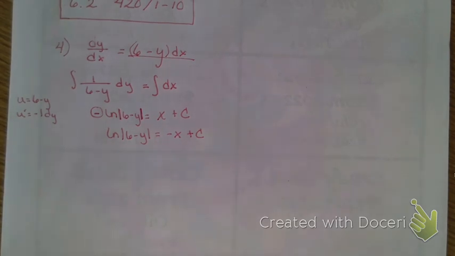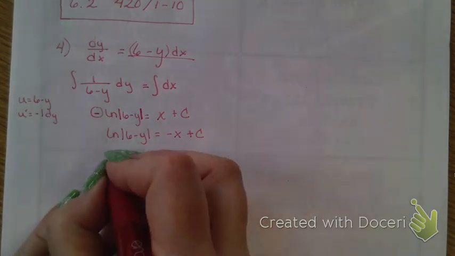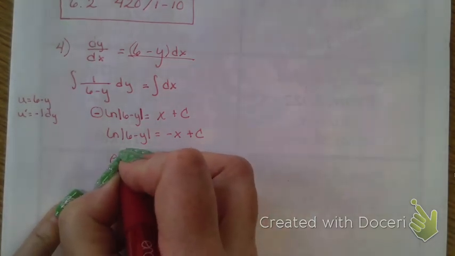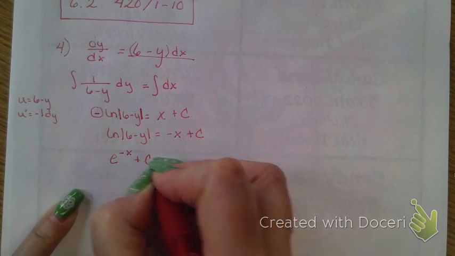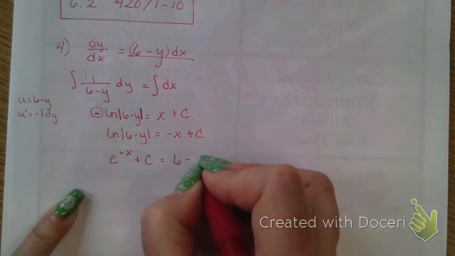So I need to get y equals when I'm done. So how do I get things out of a natural log? I change it to what form? Logarithmic to exponential. What's the inverse of a log function? Exponential. Okay, what's the base for natural log? E. So it's e to the negative x plus c equals 6 minus y.